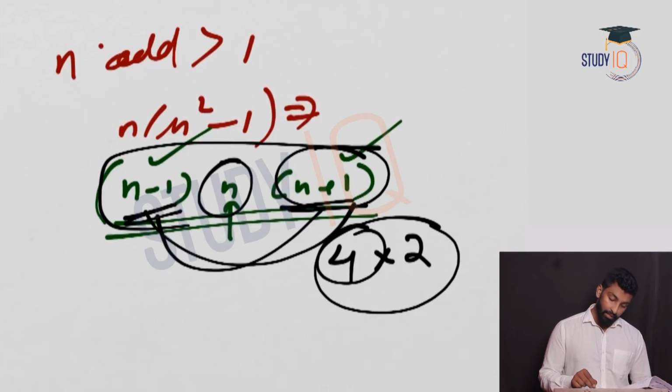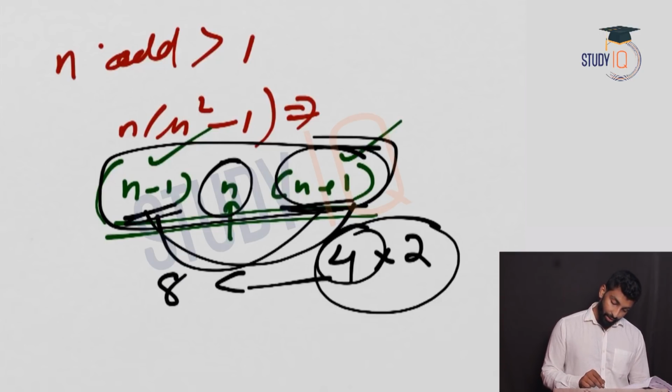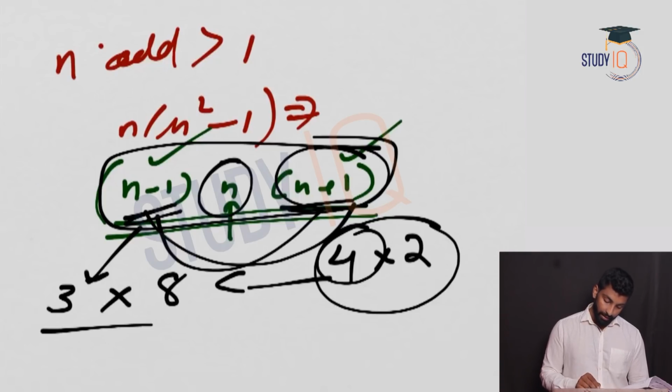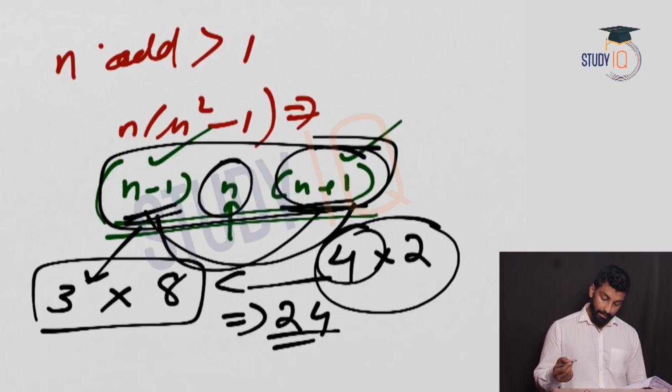Now when you take three consecutive numbers, one of them will be a multiple of 3. Since you got 8 here, and one of them will be a multiple of 3, this number will be divisible by the product of 3 into 8, that is 24, right? So you can mark C as your answer.